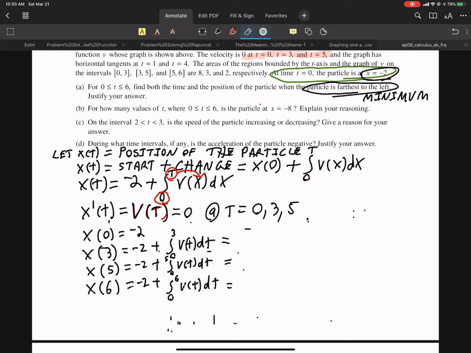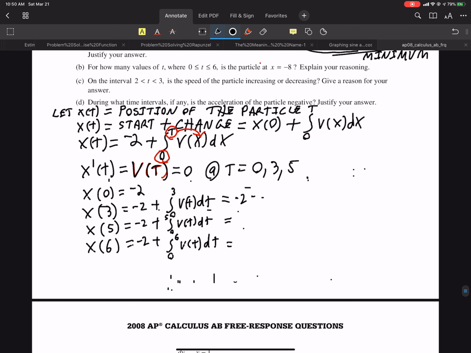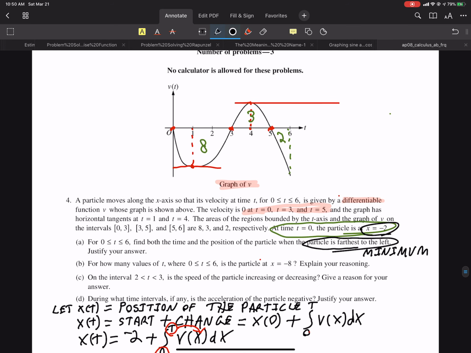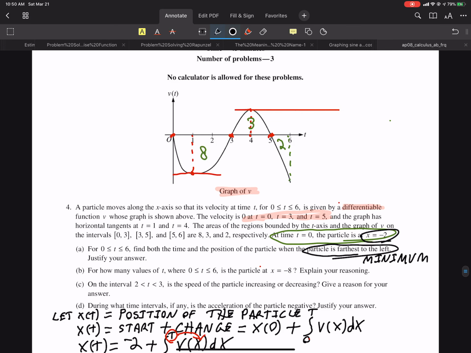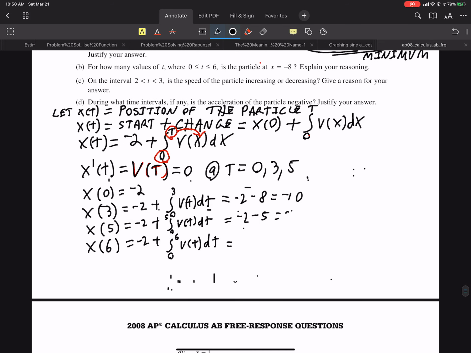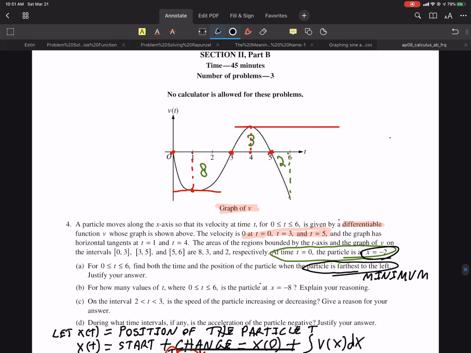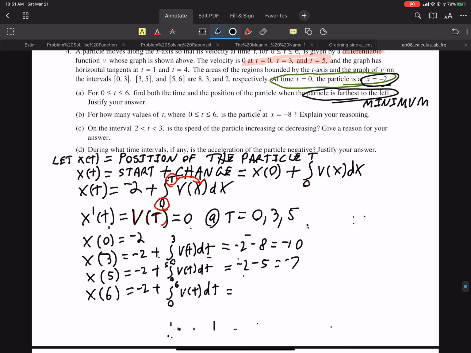All right, so how do we find the integral from 0 to 3? It's just the net area of our graph, which is clearly -8. So we get -10 for that. And then for the integral from 0 to 5, you're going to get -8 plus 3. So it's going to be -5. And that's -7. And then the integral from 0 to 6, that's going to be +3 minus 10. So it's -7.